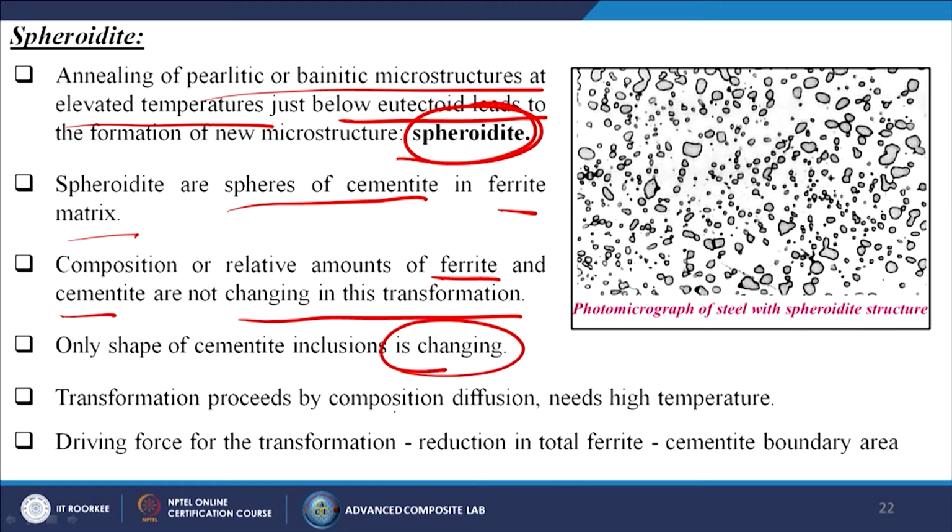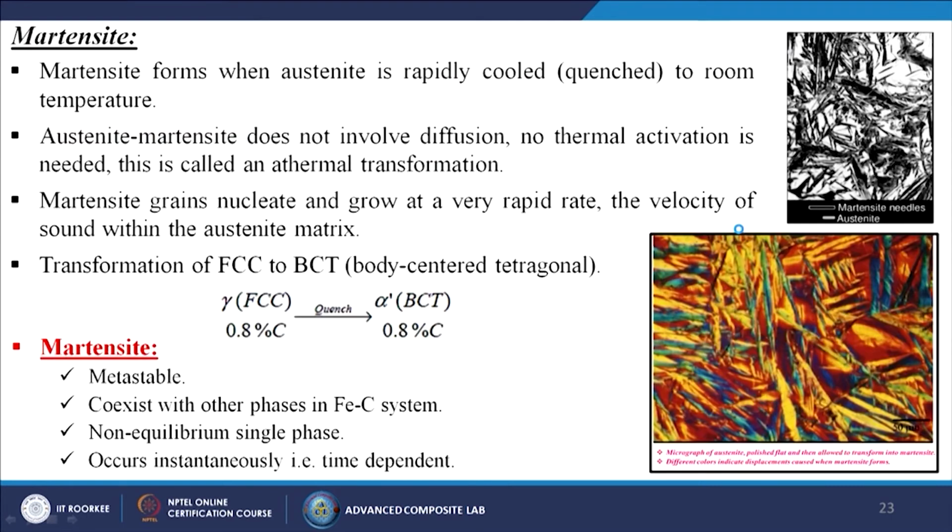The transformation proceeds by composition diffusion, which needs high temperature. The driving force for the transformation is the reduction in total ferrite-cementite boundary area. So, this is the photo micrograph of steel with spheroidite structure. Now, we are going to discuss the martensite.